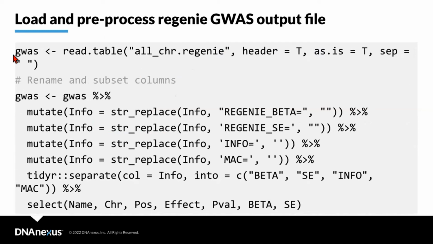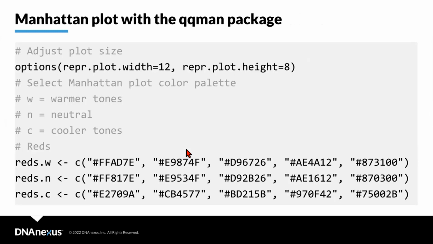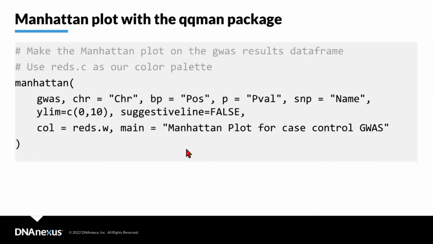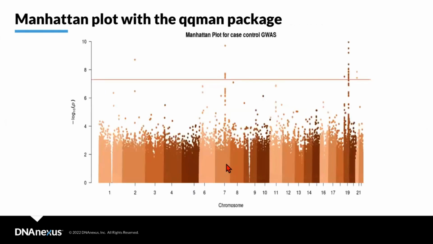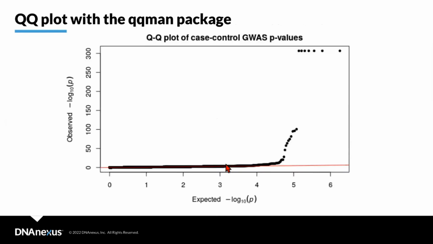So here we read the table, we rename the columns, and we separate columns. This is the final look of our data set after the cleaning. Then we can work with it and do any of the plotting that Phil was showing, or any other plotting. Here I decided to make 2 plots: a Manhattan plot using the qqman package, which looks like that, or an interactive QQ plot, which looks like that.